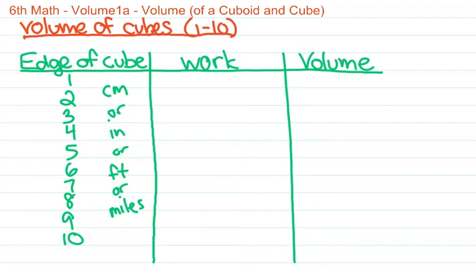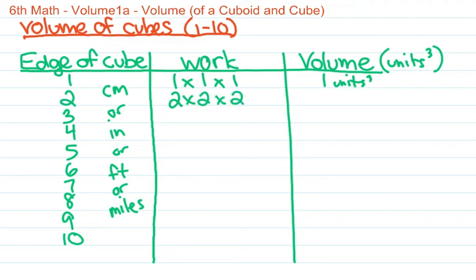So how do we find the volume? Volume, that's what we're doing here. How do we find the volume of a cube that's 1 by 1 by 1? Well, let's do 1 times 1 times 1. That's 1 units cubed. Okay, let's do 2 times 2 times 2. 2 times 2 is 4, times 2 is 8, okay. 3 times 3 times 3. Not 3 plus 3 plus 3, that's 9. This is 9 times 3, which is 27.